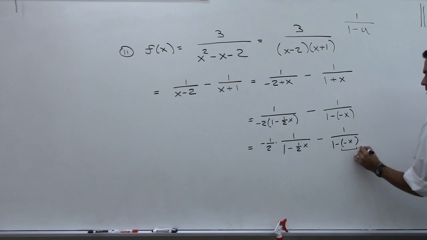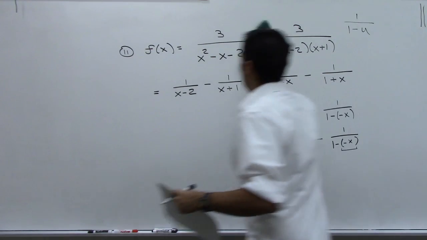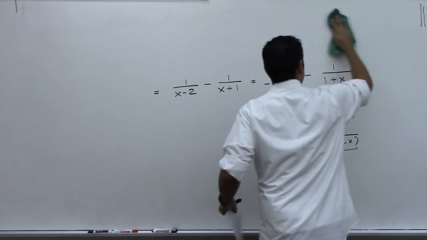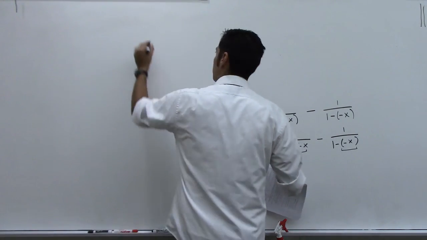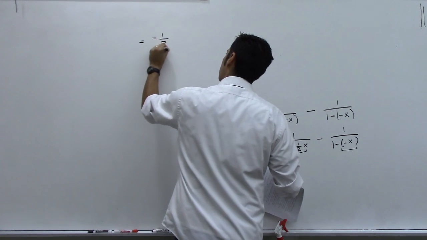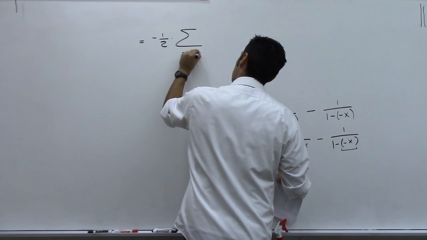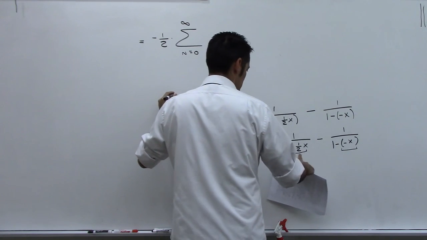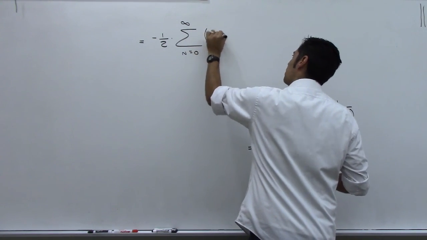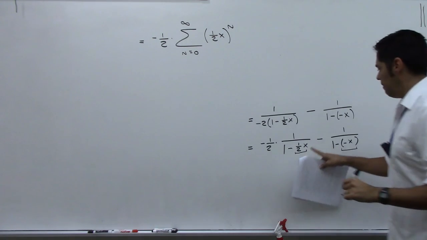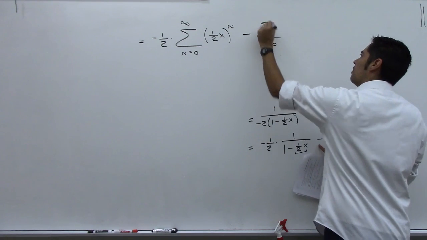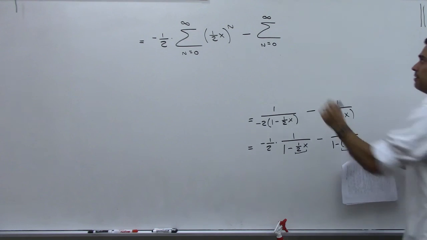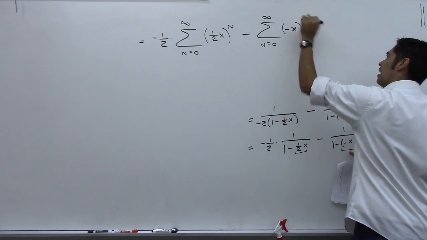So here's a u, and here's a different u. And so now I'm going to have to write 2 power series there, one for each of those. All right, so let's try this. This first one, negative 1/2 times the sum, n equals 0 to infinity of, let's see, u is 1/2 x, so 1/2 x to the n. And then I have minus sum, n equals 0 to infinity. And then here u is negative x, so negative x to the n.